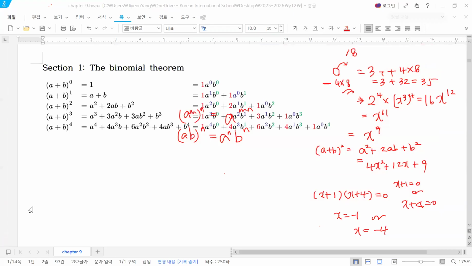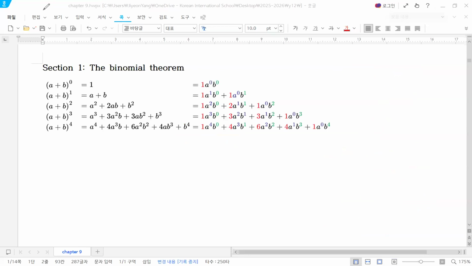Okay, so as I told you, the binomial theorem is about how to expand brackets involving 2 terms. Understand? So for example, a plus b to the power of 0 is just 1. You know that. And a plus b to the power of 1 is just a plus b. A plus b squared is a squared plus 2ab plus b squared. And then a plus b cubed equals, please read it out loud. Just read it. a cubed plus 3a squared b plus 3ab squared plus b cubed.